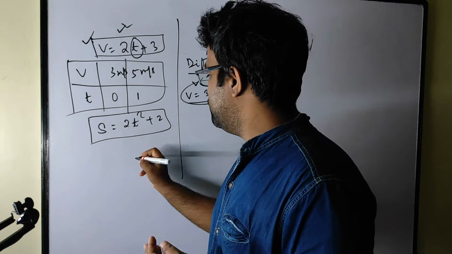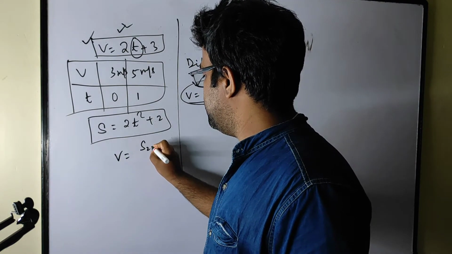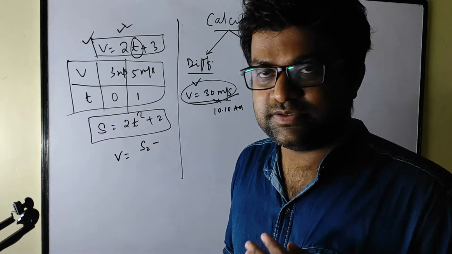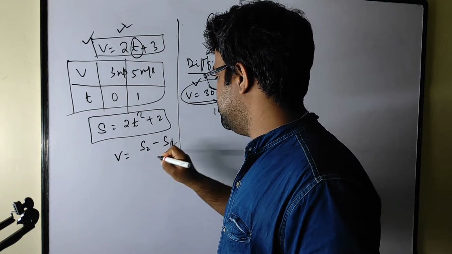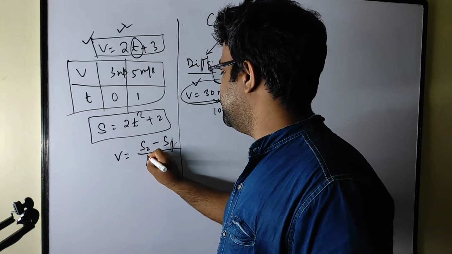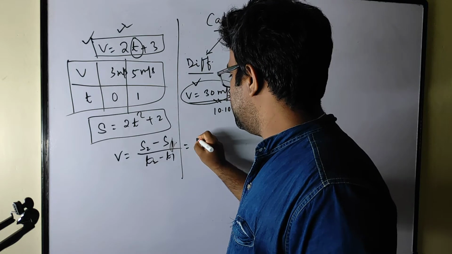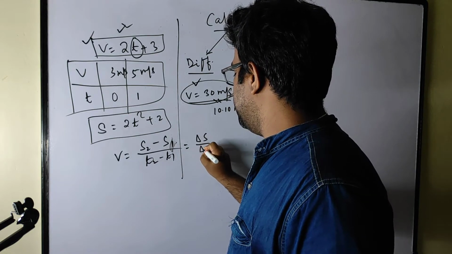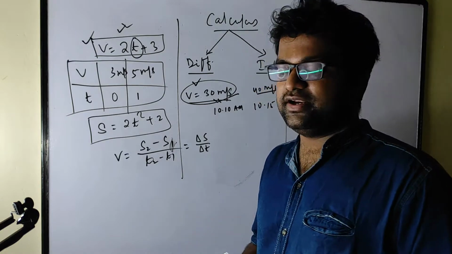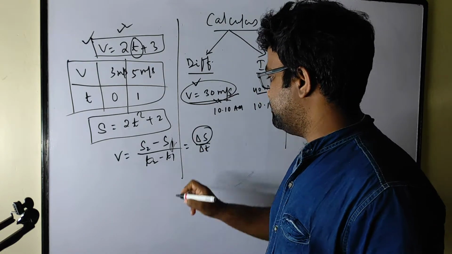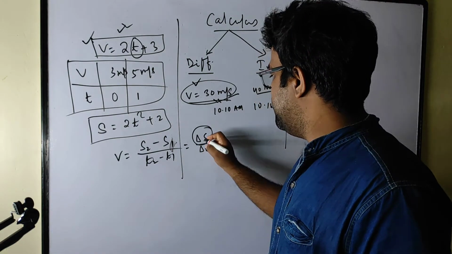So what we will do, we know that velocity is the final position minus the initial position, divided by the time interval t2 minus t1, or we can also write this as delta s upon delta t. That is, your position difference and your time difference.